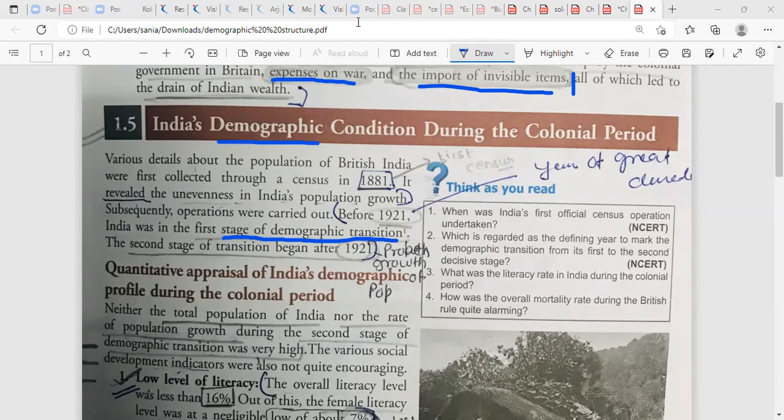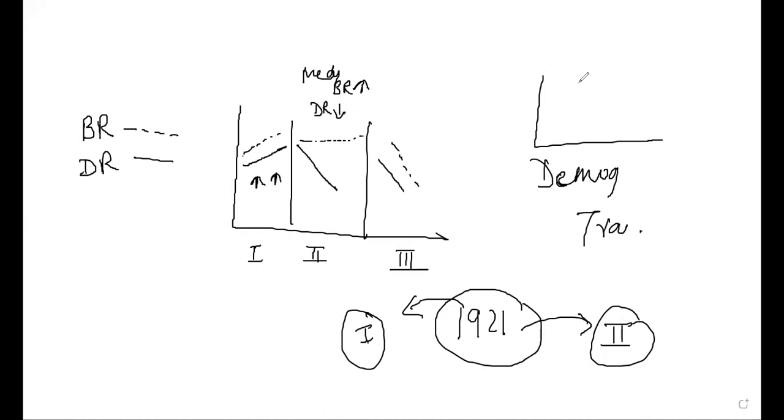Done. Okay. So now, what are you going to write? First of all, you'll draw a diagram like this. Over here you'll mark this is birth rate and this is death rate. Death rate came down, but birth rate was high. And similarly, birth rate came down and death rate was already low. You'll write first stage, second stage, and third stage. And after that, you'll make your own notes.